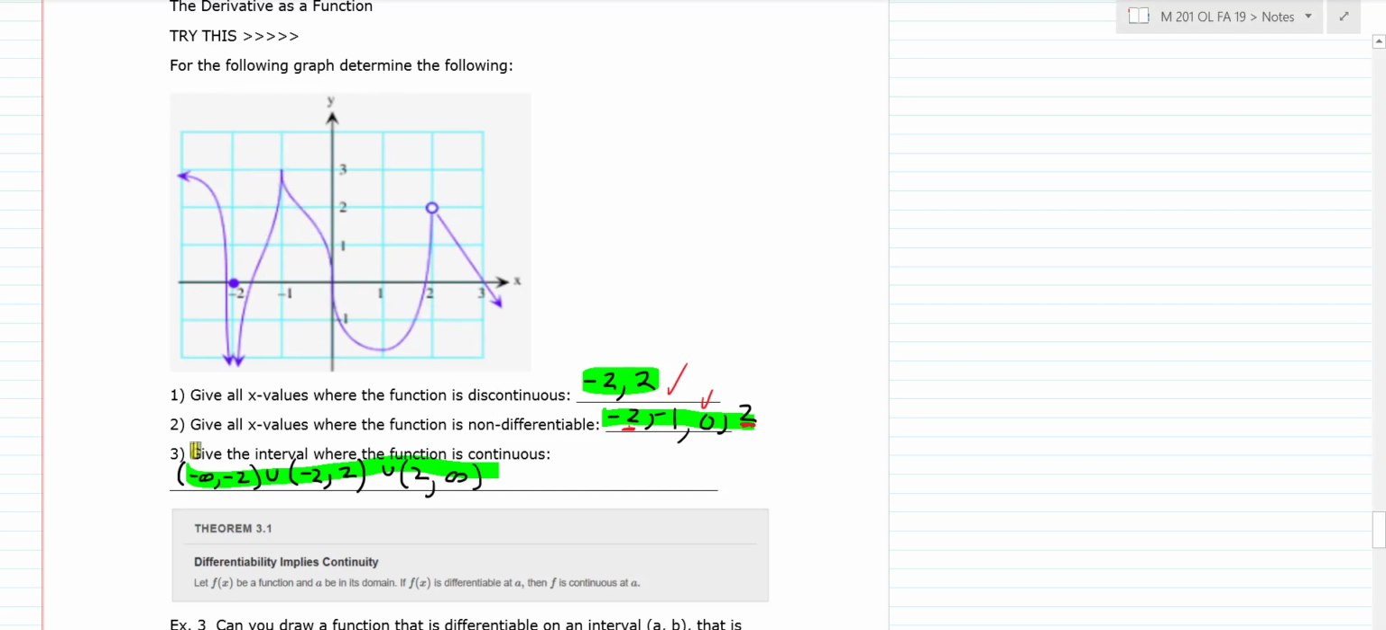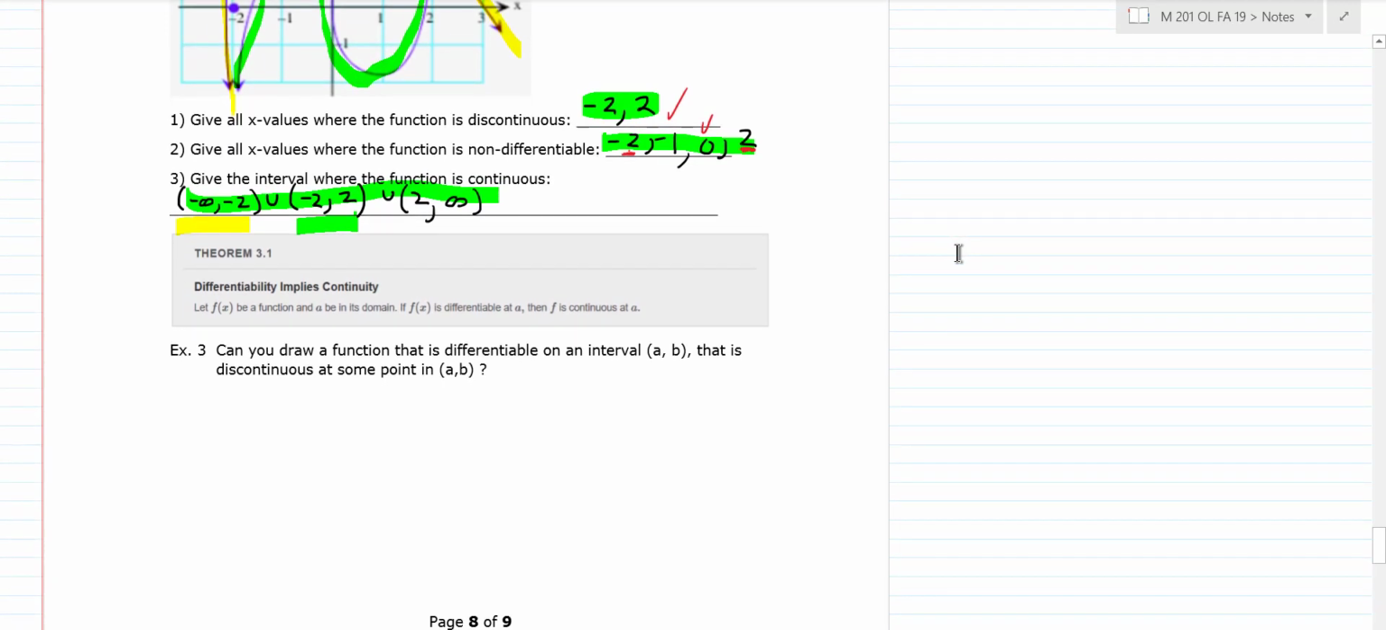So what happens on this is we're going to be continuous everywhere except where we're discontinuous. So from here to here, that's negative infinity to negative 2, you're continuous. Then from here all the way to there, you're continuous. There aren't any breaks in the graph from negative 2 to 2. Don't worry about the sharp point, the vertical tangent line doesn't matter. And then the last thing would be from 2 to infinity, you're also continuous. So you want to make sure you understand little exercises like that.